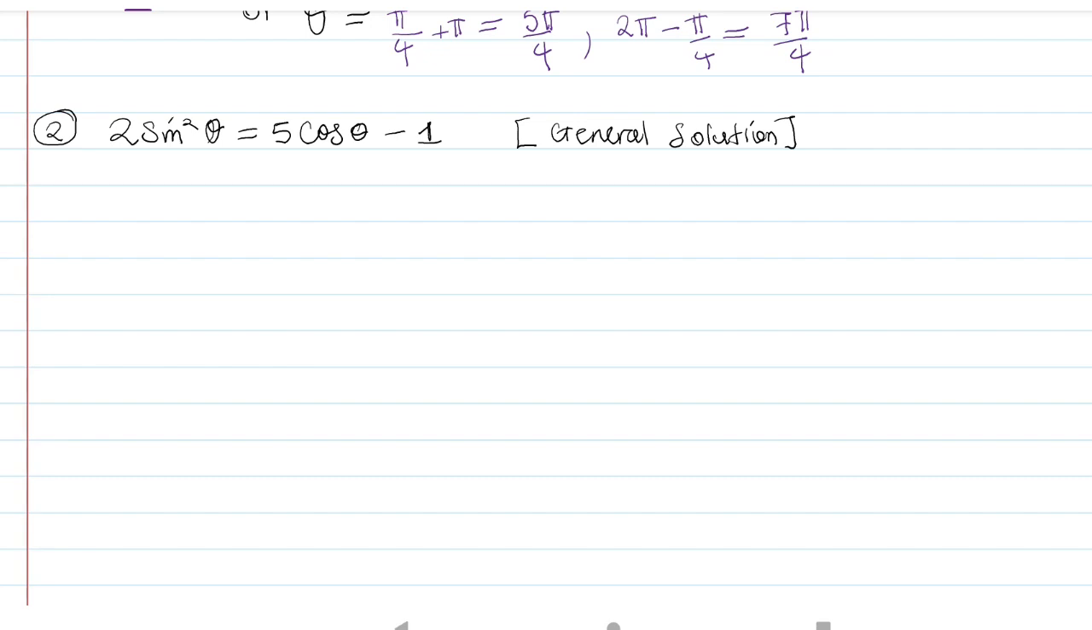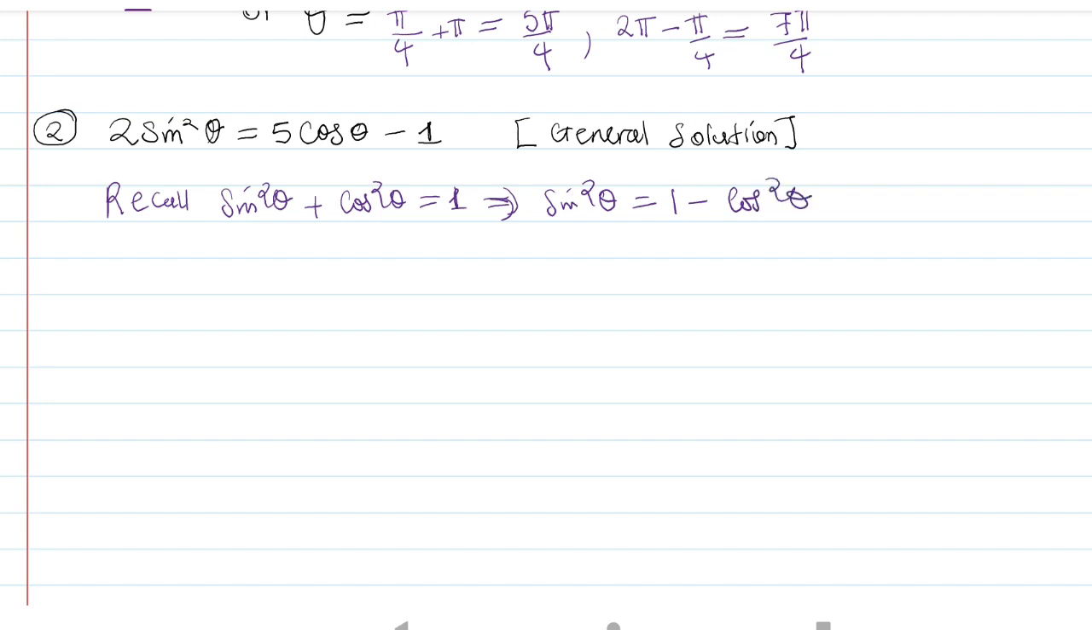But we have a problem here because we have two different ratios, sine theta and cos theta. So we are going to make a common trig ratio. Okay, so you would want to recall that sine squared theta plus cos squared theta is equal to 1, which implies that sine squared theta is equal to 1 minus cos squared theta.